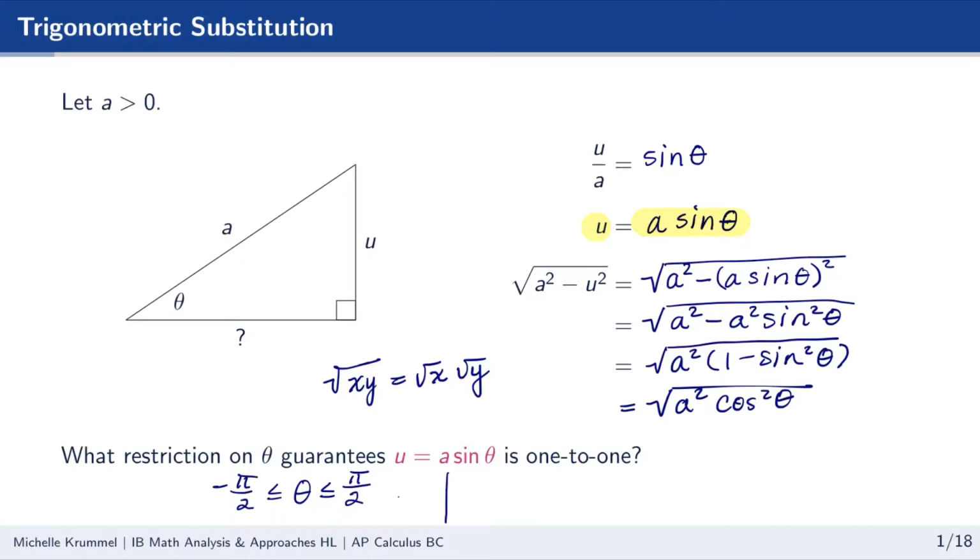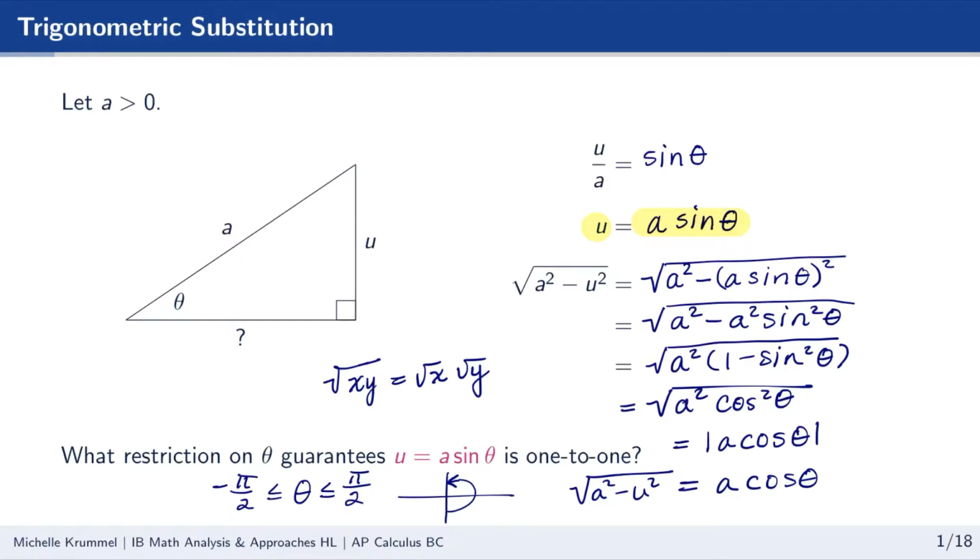And that means quadrants 1 and 4, right? These two quadrants right here. And in those two quadrants, the cosine of theta is positive. No matter which one of those two quadrants I'm in, the cosine is positive. So that allows me to drop the absolute value. And I know that A is positive as well. So this is equal to the absolute value of A cosine theta. But I can drop the absolute value and just say A cosine theta because A is positive and cosine of theta is positive. So the square root of A squared minus U squared equals A times the cosine of theta.